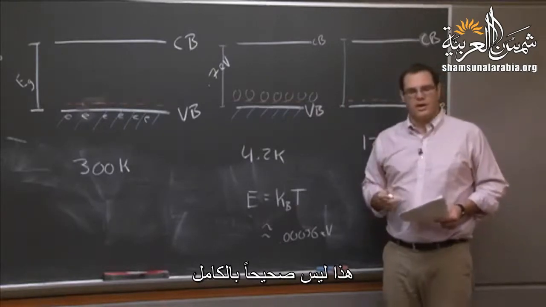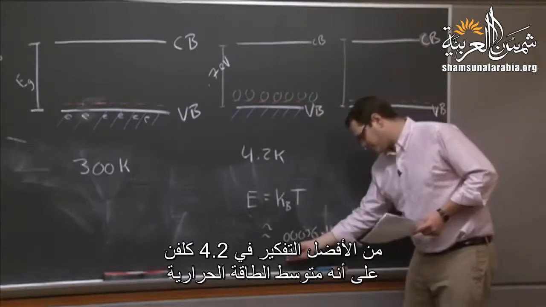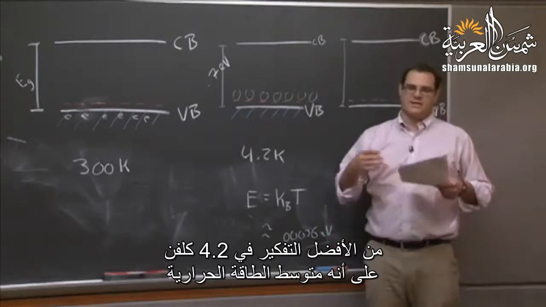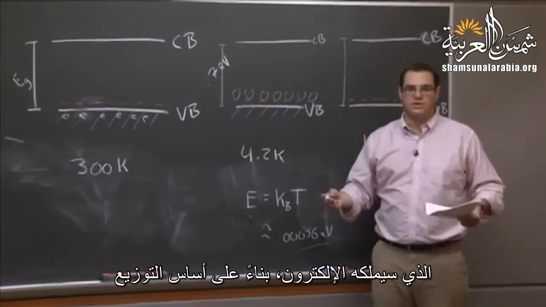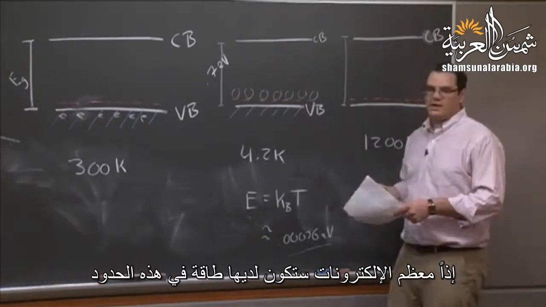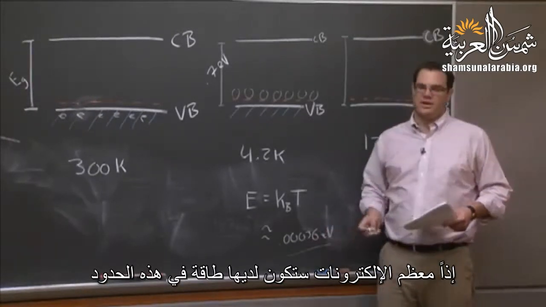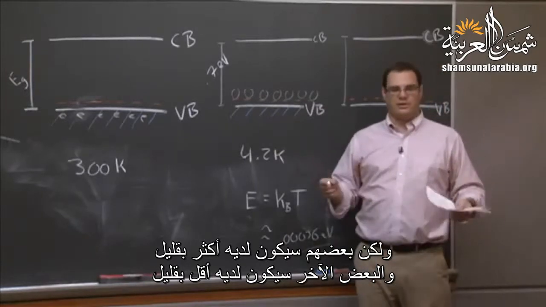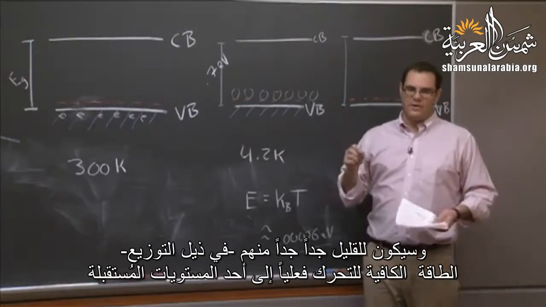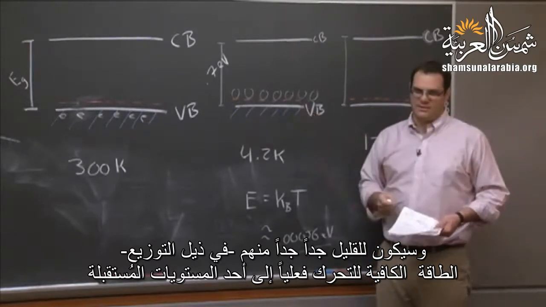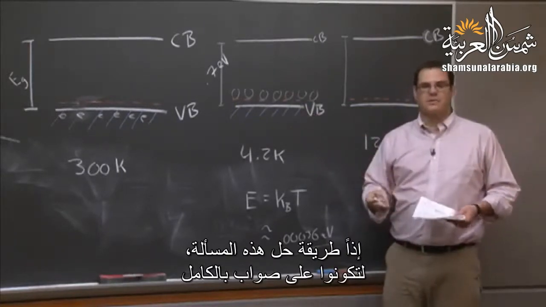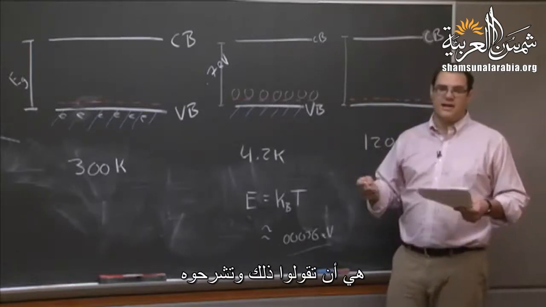That's not exactly true. This is best thought of as an average thermal energy that an electron will have. It's based off of a distribution, if you will. So most electrons will have around this energy, but some will have a little bit more and some will have a little bit less. And very, very, very few at the tail of that distribution will have enough energy to actually make it up into one of these levels. So the way to do this problem to be actually fully correct is to say that and explain it.